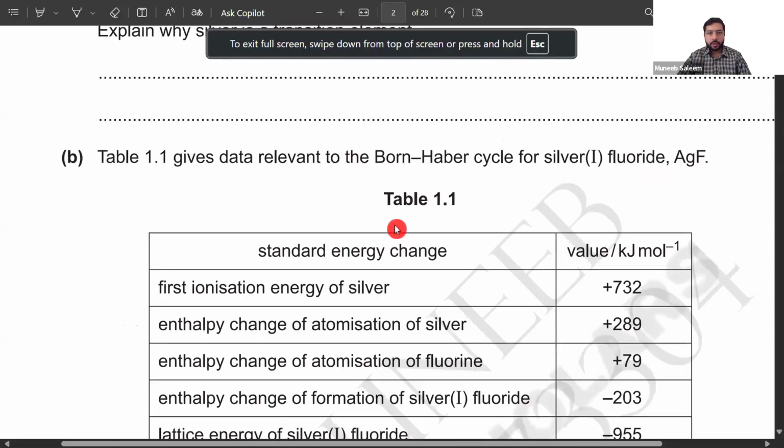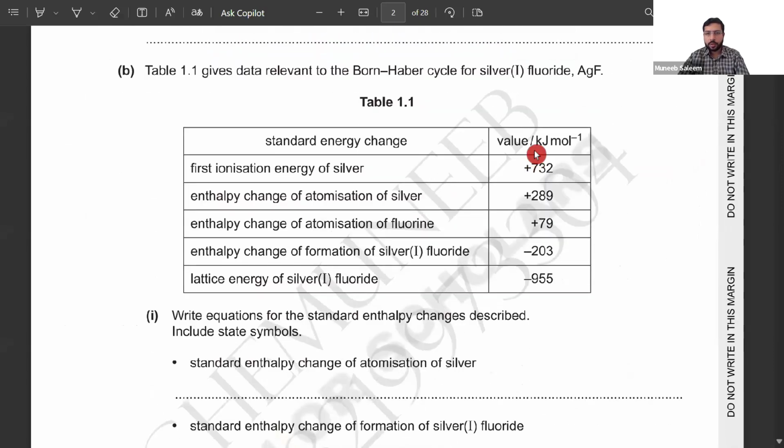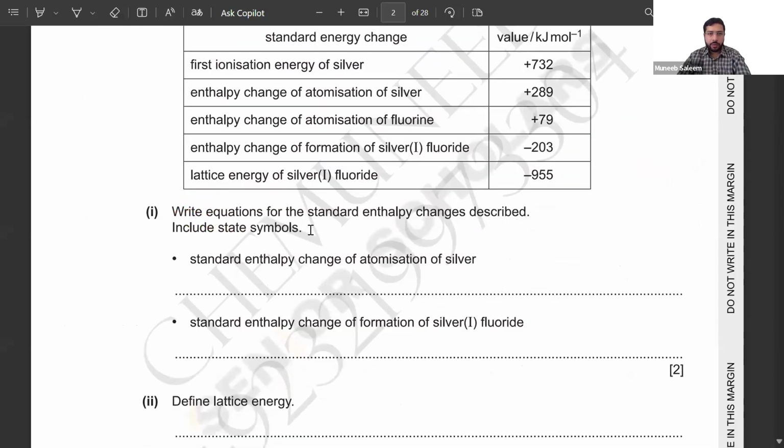Table 1.1 gives data relevant to the Born-Haber cycle for silver(I) fluoride, AgF. We are given the values for the first ionization energy of silver, the enthalpy change of atomization of silver, the enthalpy change of atomization of fluorine, and the enthalpy change of formation of silver fluoride. Write equations for the standard enthalpy changes described, include state symbols. Standard enthalpy change of atomization of silver. So we are basically required to write the equations here.